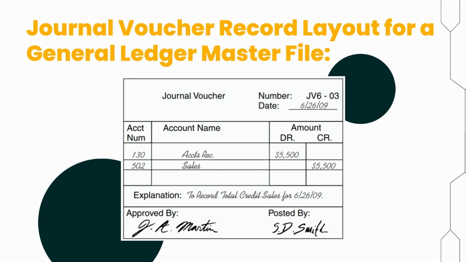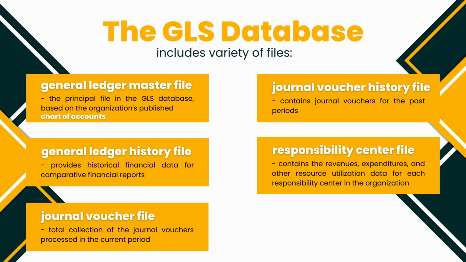So this is a Journal Voucher record layout for a General Ledger master file. As you can see, it is what we commonly know as a journal entry. We now proceed to the General Ledger System database, which includes a variety of files.